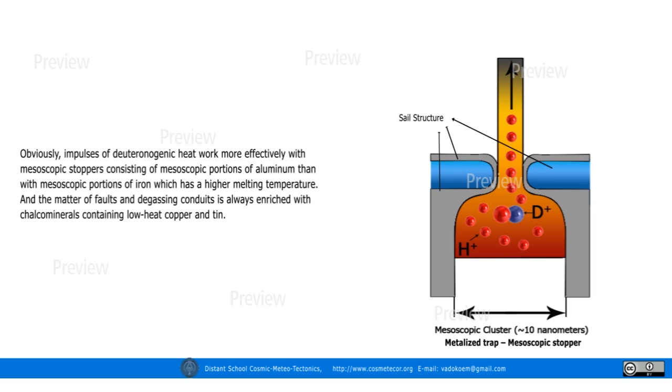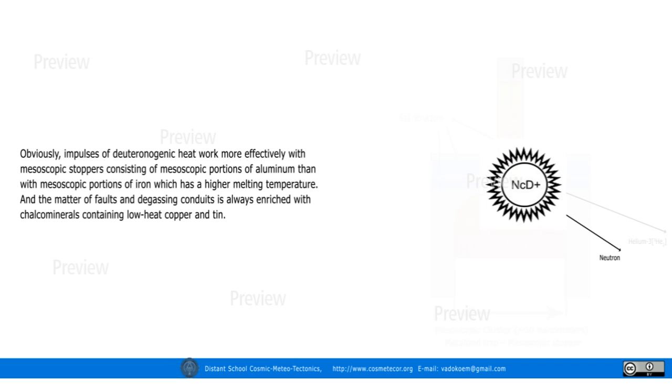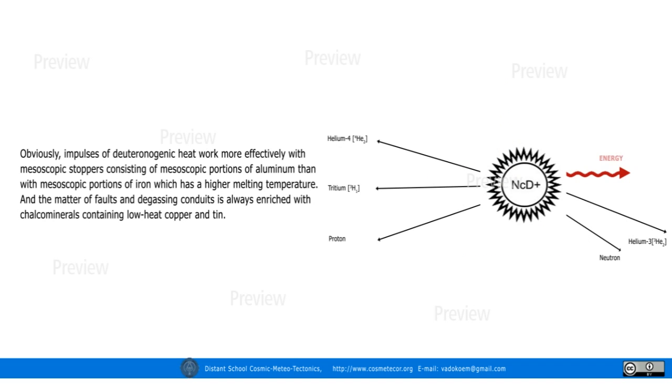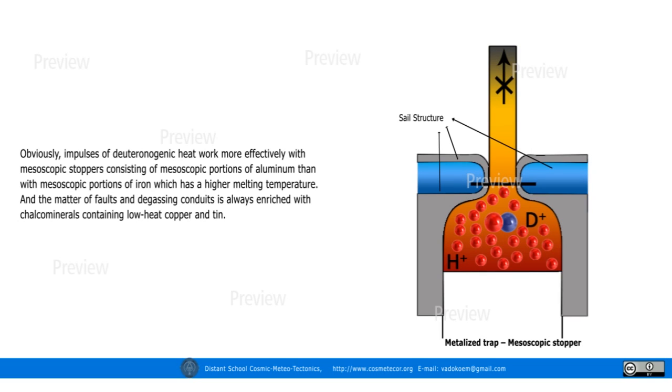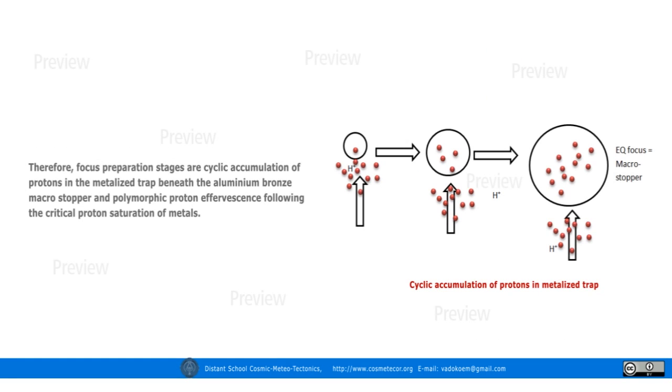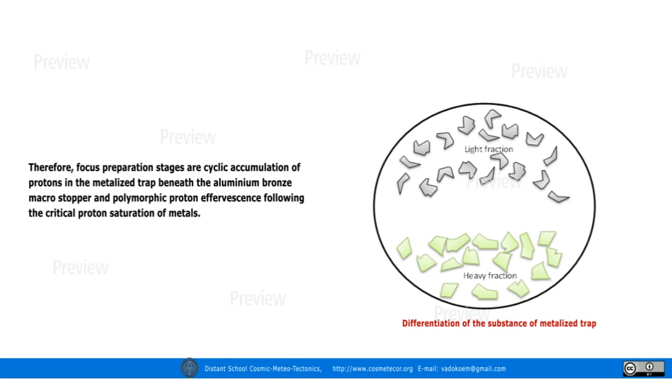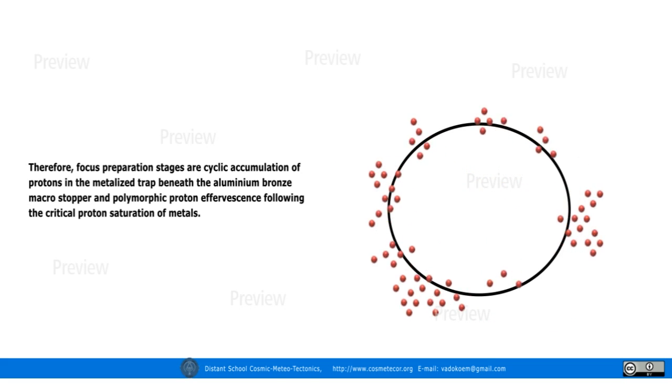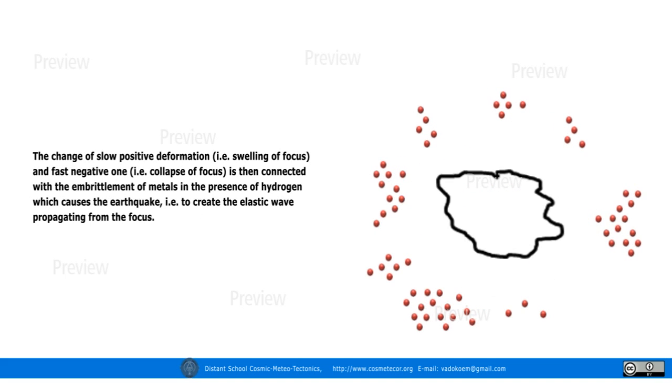Obviously, impulses of deuteron-genic heat work more effectively with mesoscopic stoppers consisting of mesoscopic portions of aluminium than with mesoscopic portions of iron, which has a higher melting temperature, and the matter of faults and degassing conduits is always enriched with chalcophile minerals containing low-melting copper and tin. Therefore, focus preparation stages are cyclic accumulation of protons in the metallized trap beneath the aluminium-bronze macrostopper and polymorphic proton effervescence following the critical proton saturation of metals.